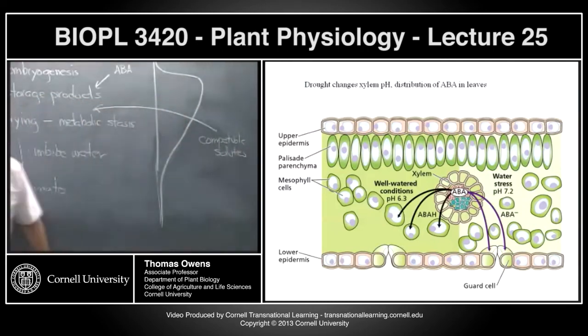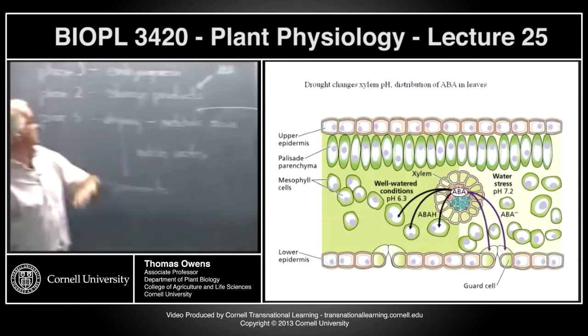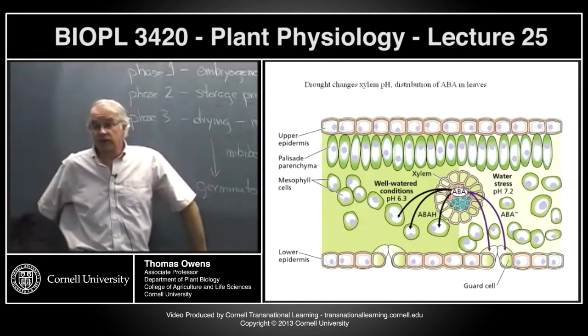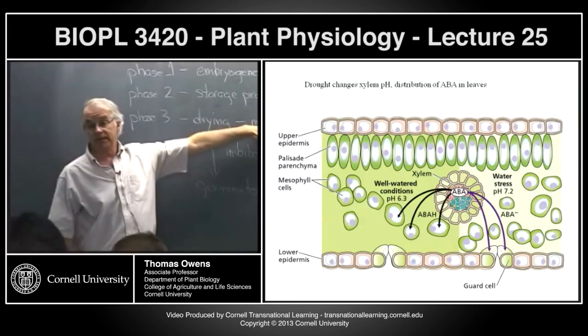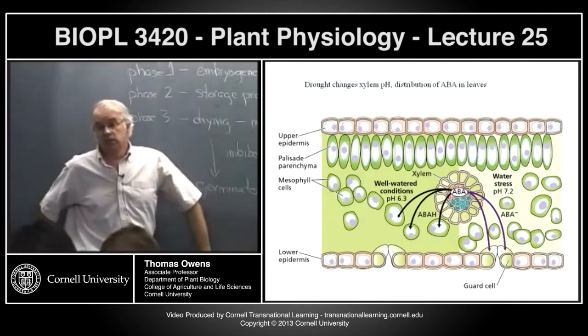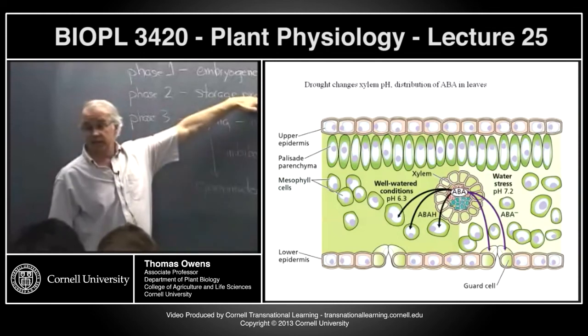Compounds that can protect membranes and proteins that are normally interacting with water to function are produced during the second stage of seed development, so that when the seed dries down, it's got everything built into it. There's a whole group of genes that are turned on in this second phase.